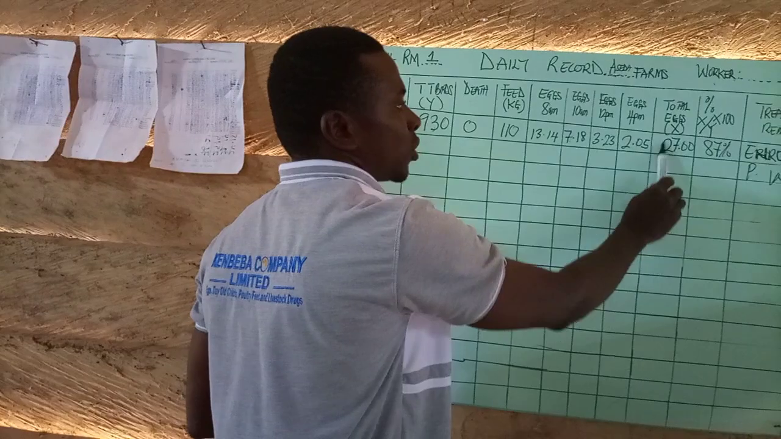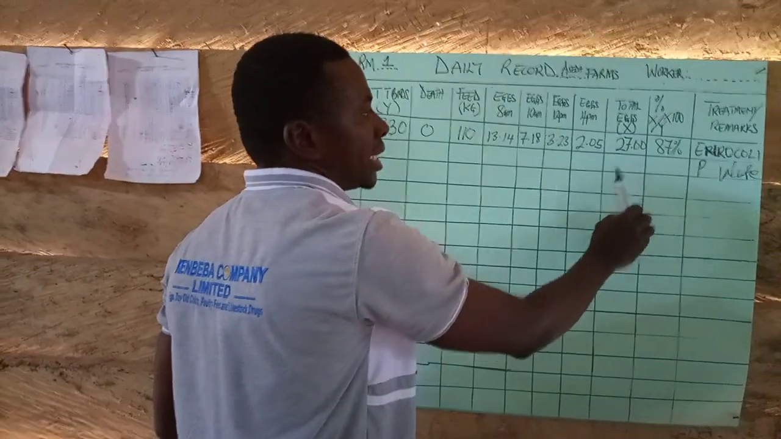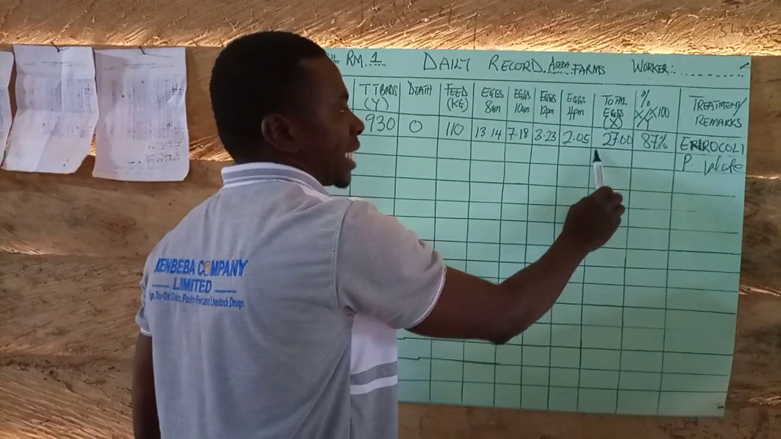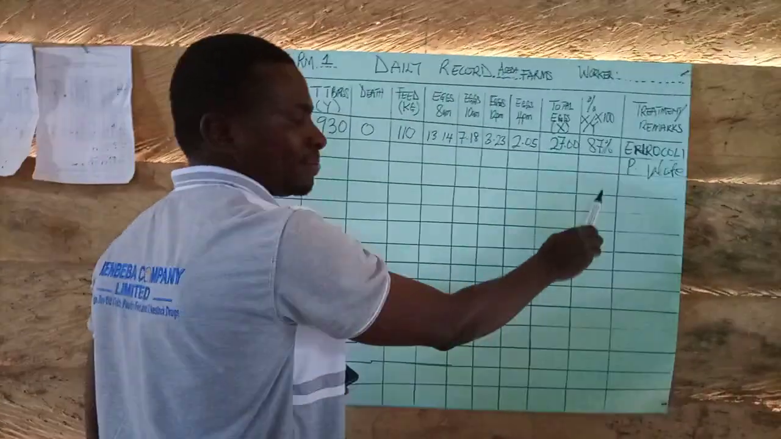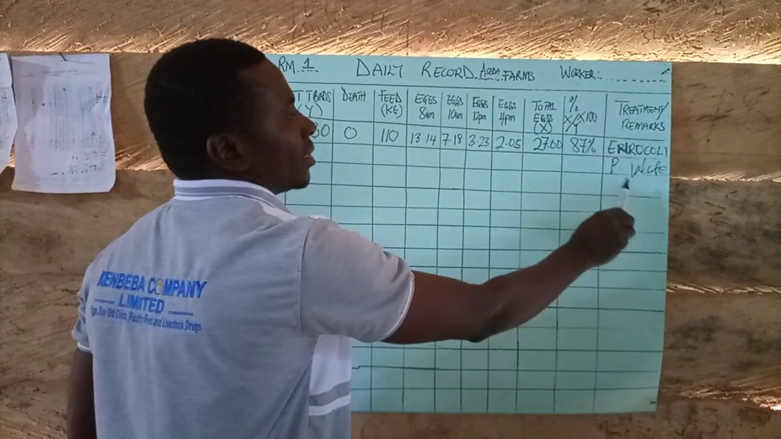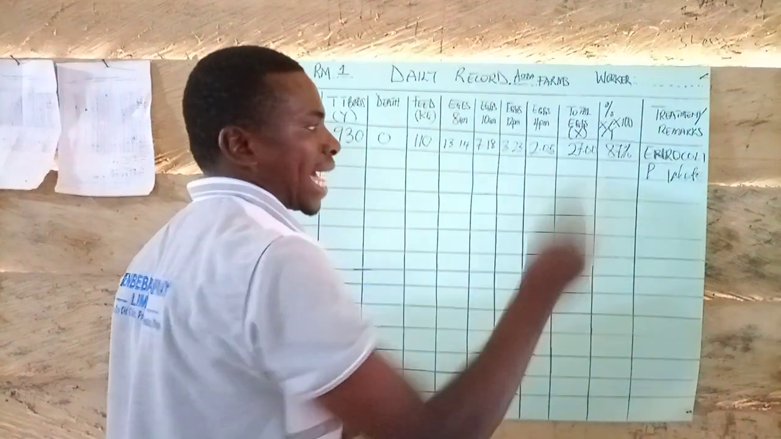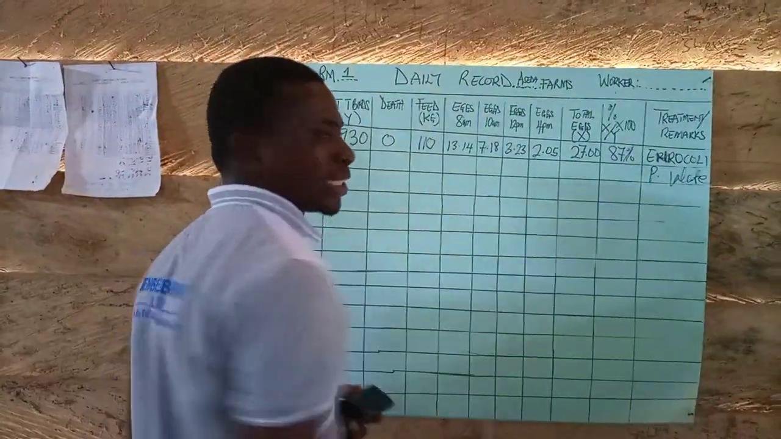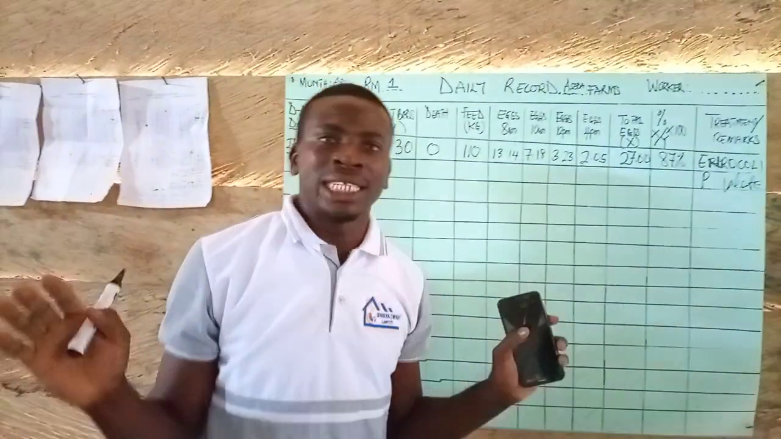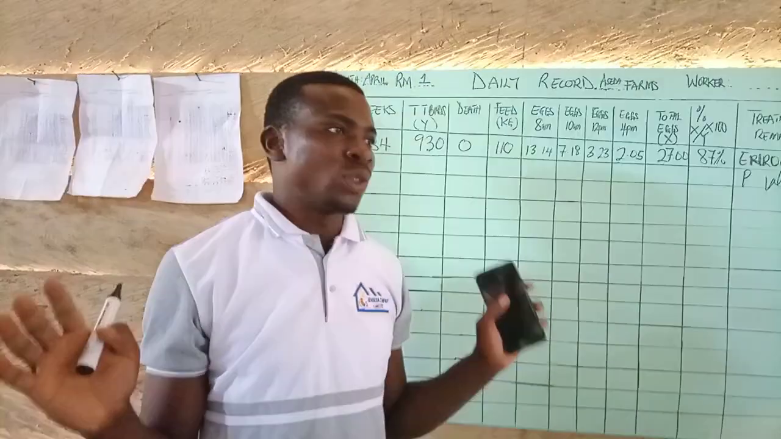So the total number was 27. On percentage, it is total number of crates multiplied by 30 plus x, divided by total number of birds, multiplied by 100%, and then you get your percentage. So that is how we actually do it.